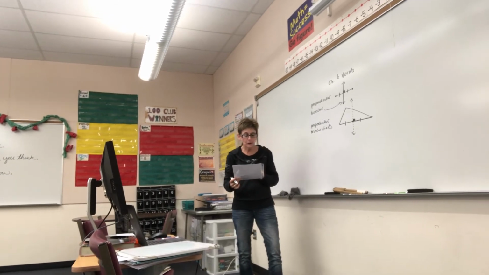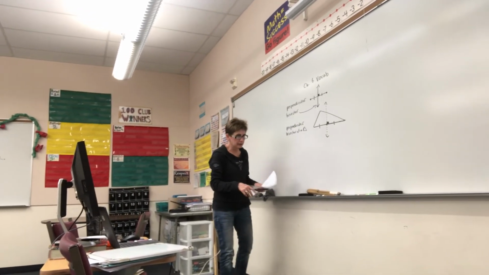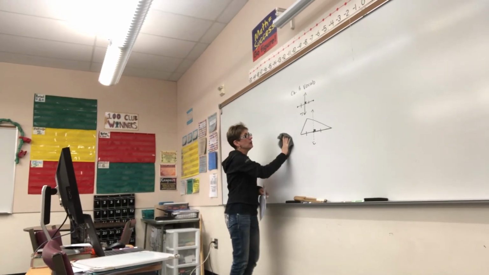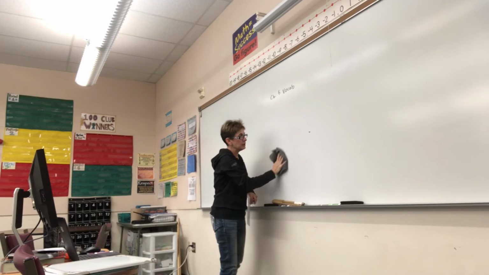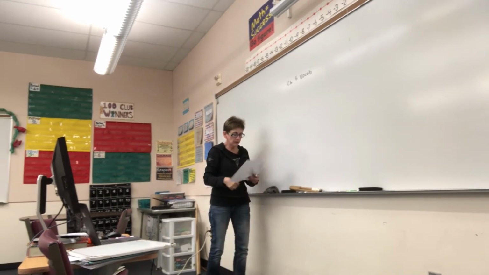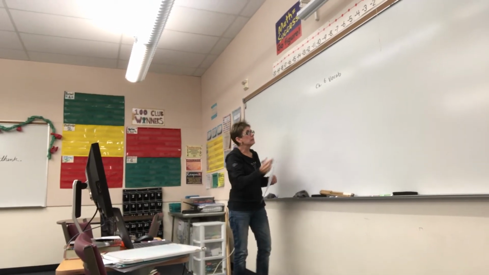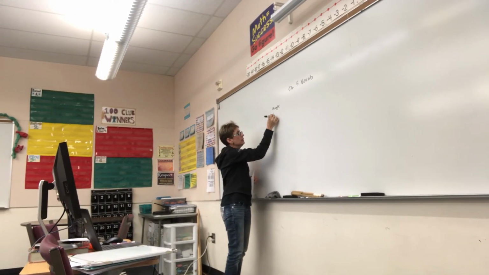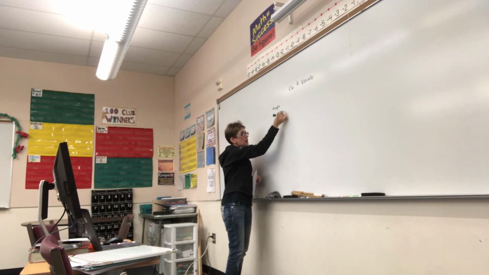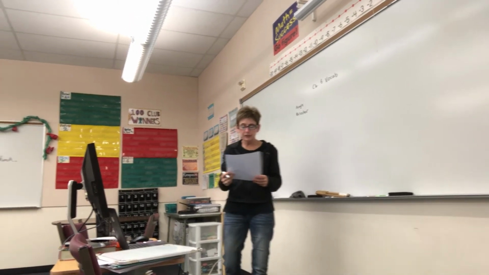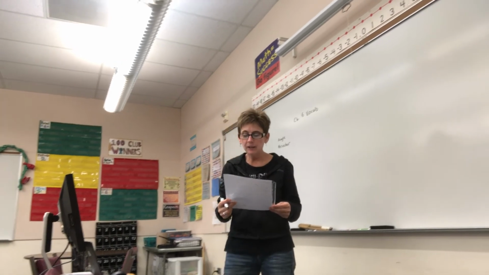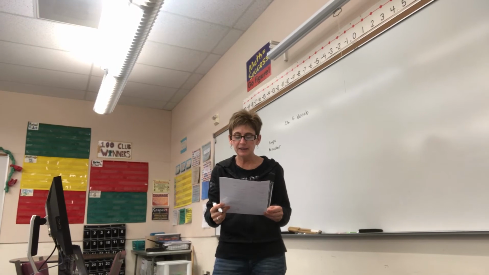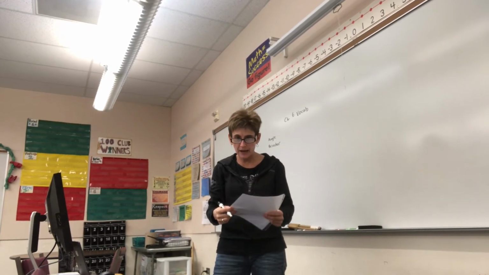Okay, let's do another vocabulary word, angle bisector. So again, this would also be a review of a term that we discussed in chapter 1, angle bisector. So let me write that word down for you. Angle bisector. The definition of an angle bisector is a ray is an angle bisector if it is in the interior of the angle and splits the angle into 2 congruent halves.